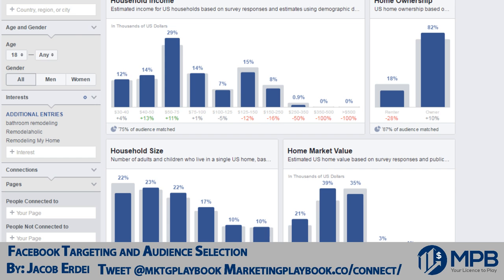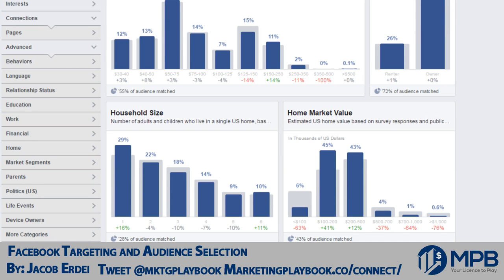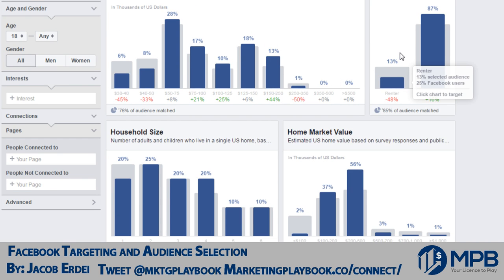And wait a second here. Did I take off? Oh, I'm on the wrong one. So we're at 74% in St. Paul, 87% in White Bear Lake. And then we have the household income here. We're going to see that 28% are between 50 and 75 for White Bear Lake.